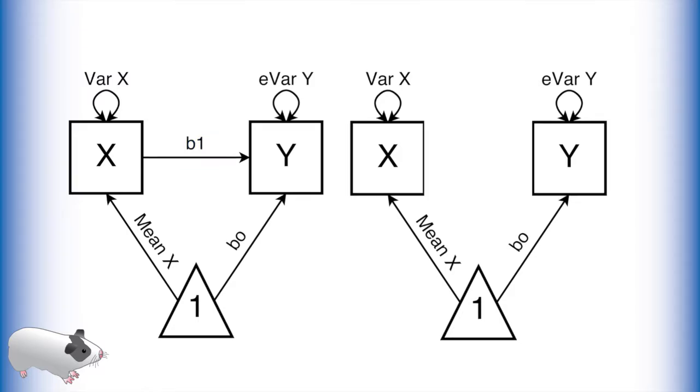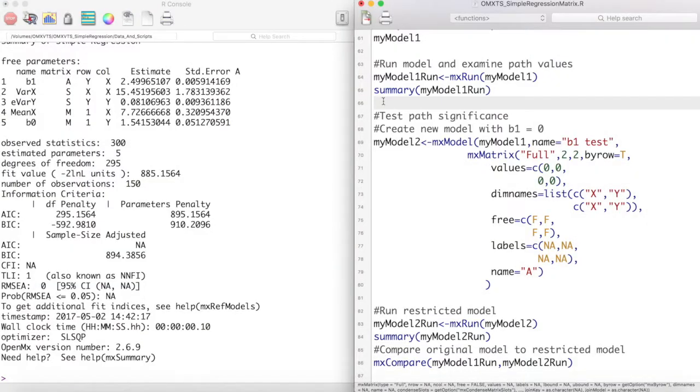It is important to note that we could have simply deleted the path between x and y and achieved the same effect. Now let's begin. Starting from where we left off in the previous video, we will be creating a model to test if the value of b1 is 0 or not.